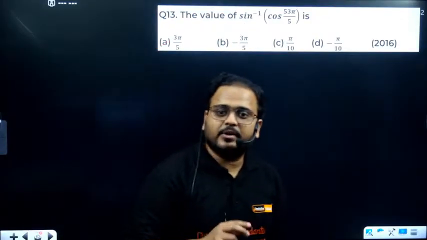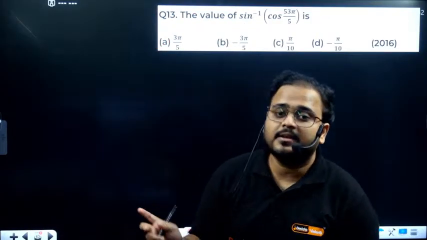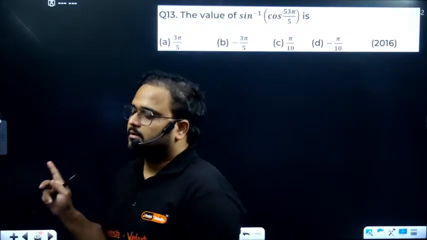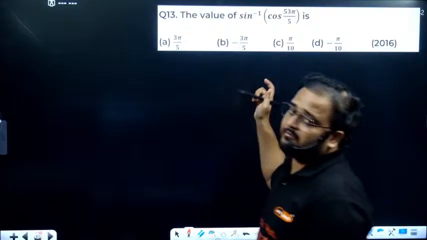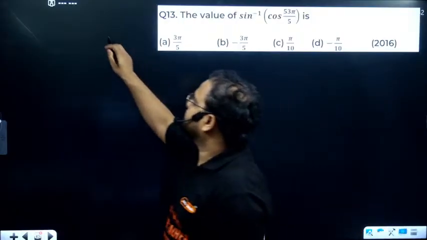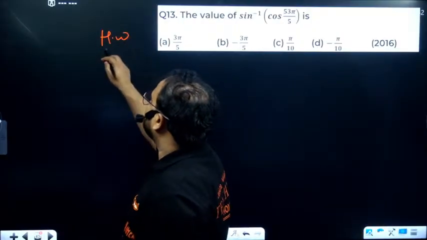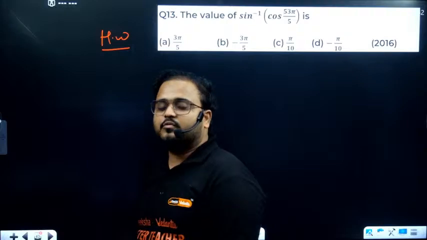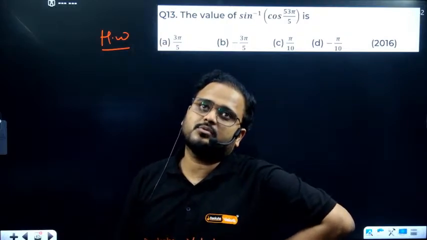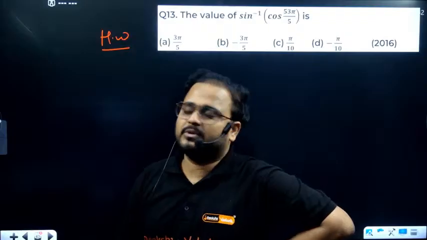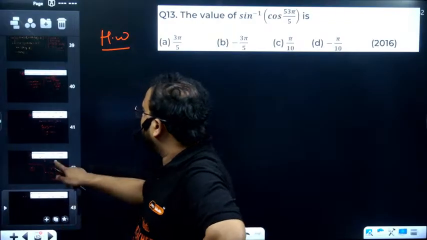A similar question was there in the PU PYQ also: sine inverse of sine 3 pi by 5. This will be your homework. So far in today's class, I've given you 2 homeworks. One was sine inverse of 1 by minus x equals to minus sine inverse of x equals to pi by 2. That question was there, no? I've given you homework over here.